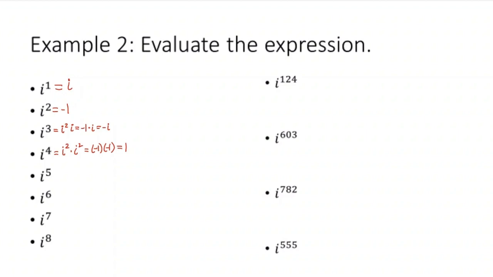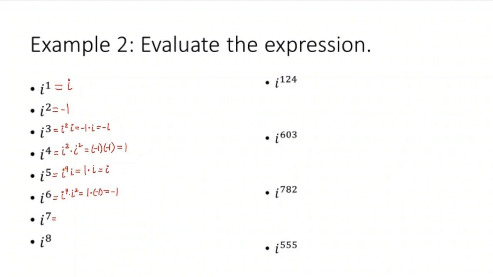Let's keep going with i to the fifth, i to the sixth, i to the seventh, and i to the eighth, and see if we can establish a pattern. i to the fifth is the same as i to the fourth times i. We've already determined that i to the fourth is 1. So we would have 1 times i, and anything times 1 is itself. So i to the fifth is the same as i. i to the sixth is the same as i to the fourth times i squared. i to the fourth is 1, i squared is negative 1, and 1 times negative 1 is negative 1.